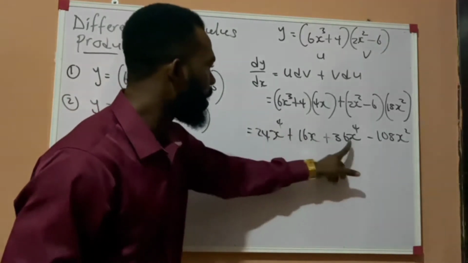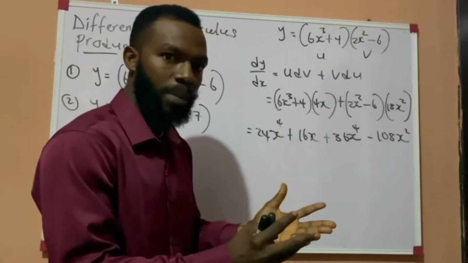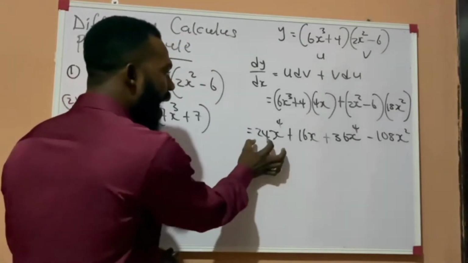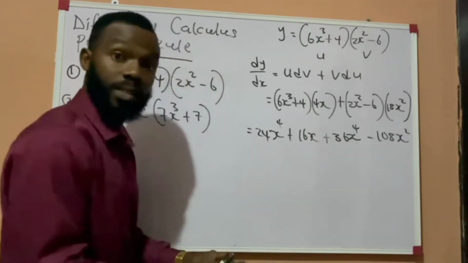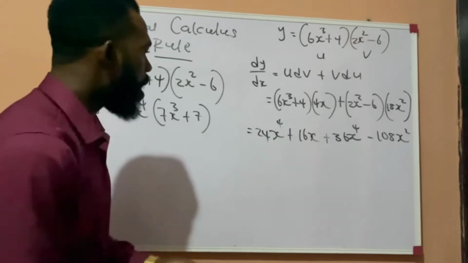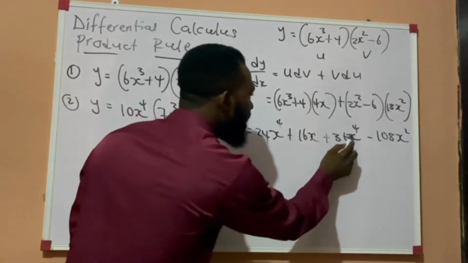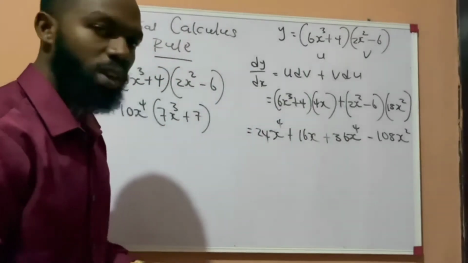Okay, so now if I have this, you will notice that in this question, this x here is carrying power 4, this x here is carrying power 4, the powers are the same. So because the powers are the same, it means I can work with 24 and 36. They can be added.